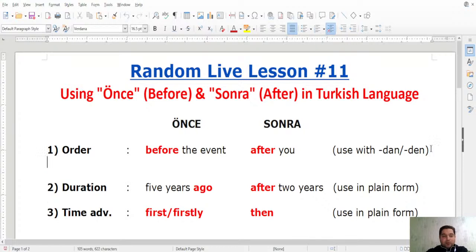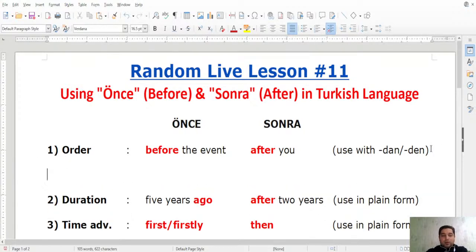Let me give you examples here very quickly. If you say before the event, you will say olaydan önce. You see here we have dan attached to the word olay, and why not den? Because of the vowel harmony: the last vowel in olay is a, therefore we have to use dan. Olaydan önce. You see, dan önce is the structure. So before the event will be olaydan önce.